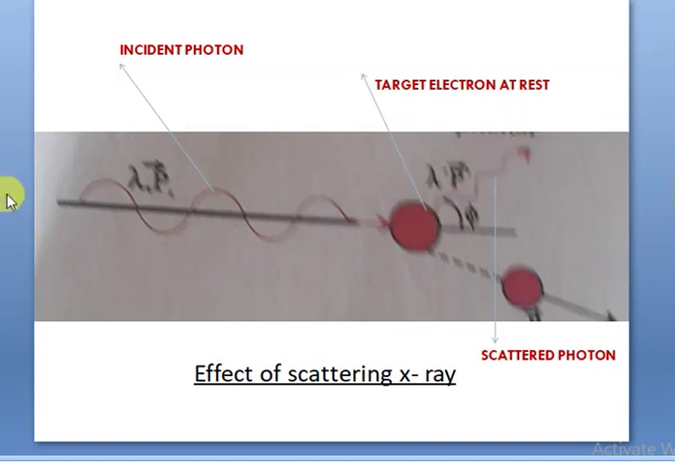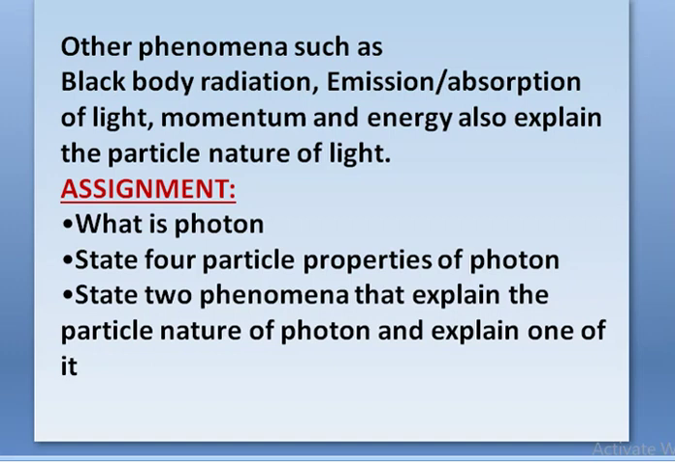And you find out that this incident photon has longer wavelength than the scattered what? Photon. So when this incident photon hits this target, a photon was scattered, as you can see. And this incident photon has longer wavelength, you can see the wavelength, longer than the scattered photon. And that indicates that there is loss of energy in form of photon.